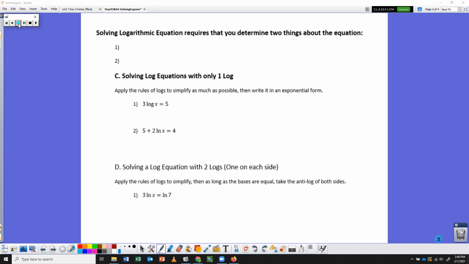There are really two questions that you want to ask yourself that are going to determine the methodology that you're going to have to use to solve equations with logs in them. The first question is, how many logarithms are there? How many logs? Is there one log? Is there two logs? Is there three logs? And the second question you want to ask yourself is, where are the logs located?